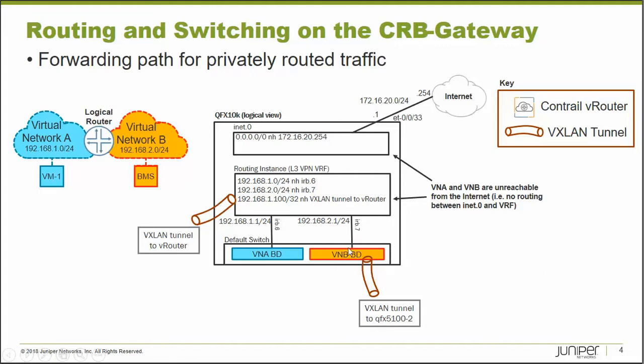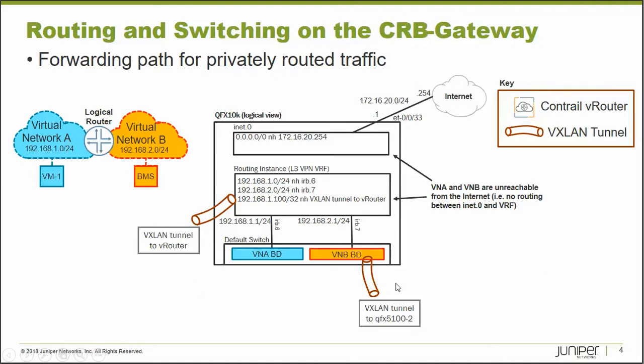It gets encapsulated in layer 2 framing and gets switched out of here, and the MAC address of the BMS would be associated with the next hop of the VXLAN tunnel. So that's how routing is going to look for traffic between a VM and the bare metal server.